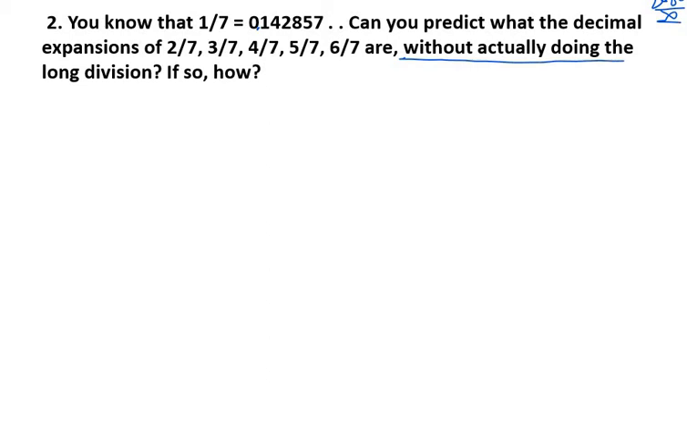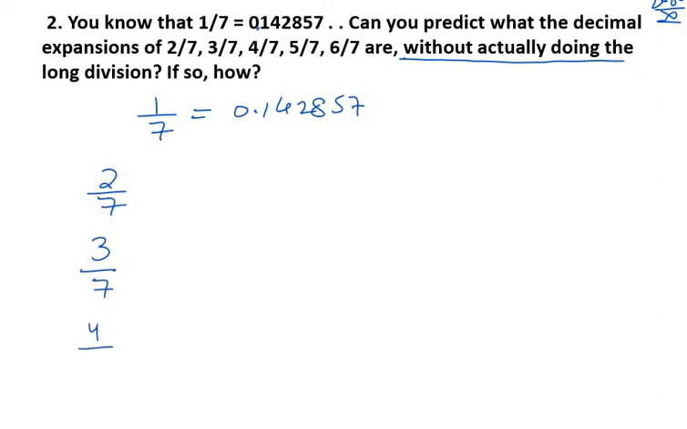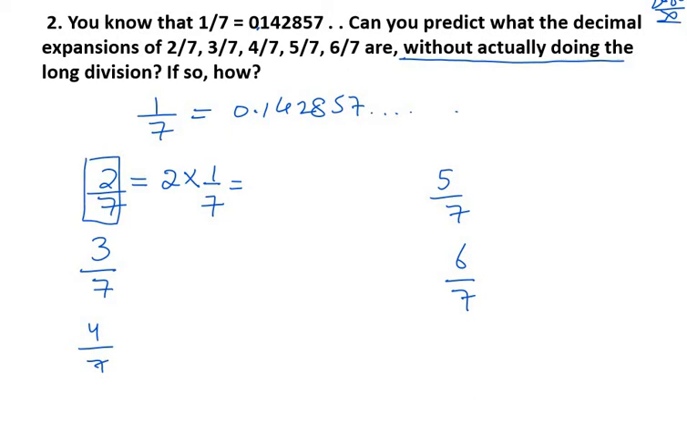So in this case we know the value for 1 over 7. 1 over 7 is 0.142857. Now we need to find the value for 2 by 7, 3 by 7, 4 by 7, 5 by 7 and 6 by 7. So now the question is how to do this without doing any long division method. So the first one we can write it as 2 into 1 over 7. This is how we can denote 2 over 7 as 2 into 1 over 7.